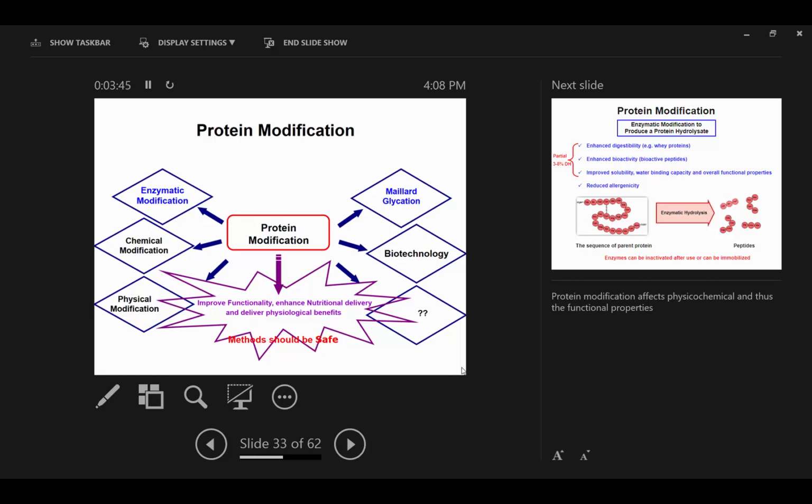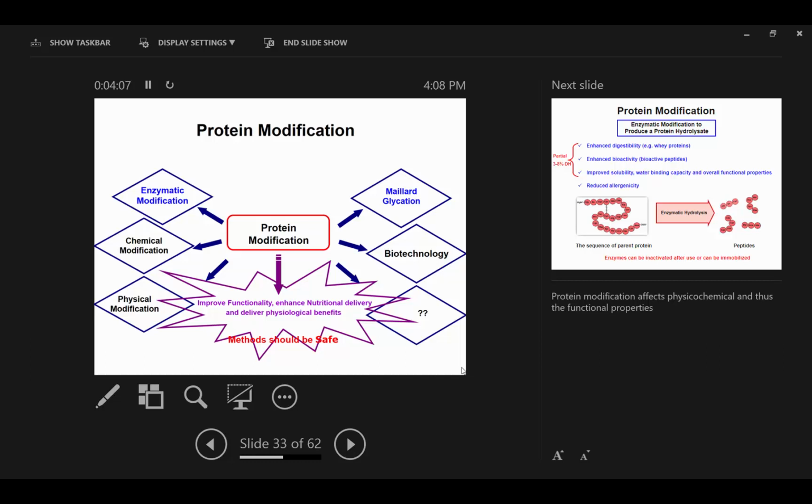Denaturation is a consequence. It could be a consequence of a physical modification, or a consequence of Maillard glycation, or a consequence of chemical modification. So denaturation is a change in structure.